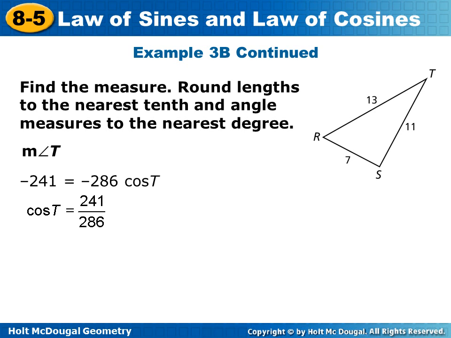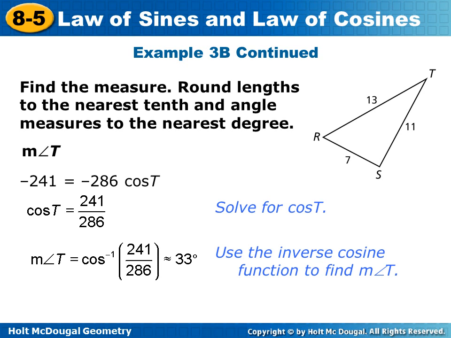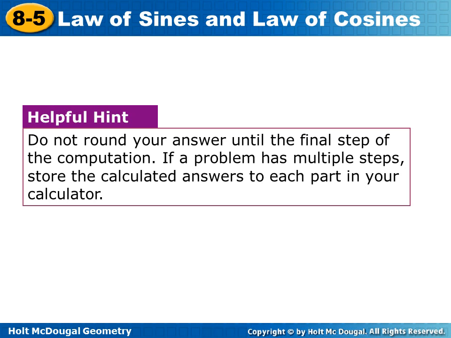You need to use your inverse button on your calculator in order to find what your angle is equal to. So when you plug that into your calculator, you use your inverse cosine button, you should get approximately 33 degrees for the measure of angle T.